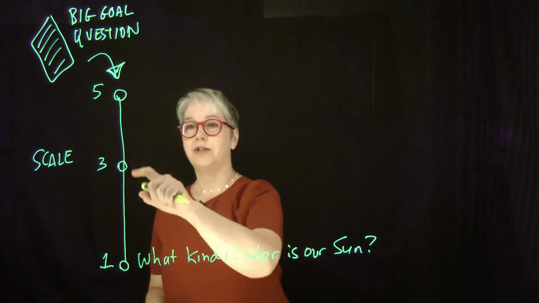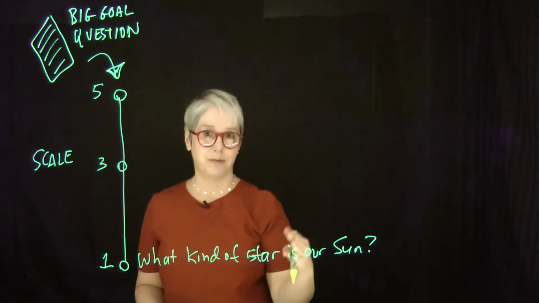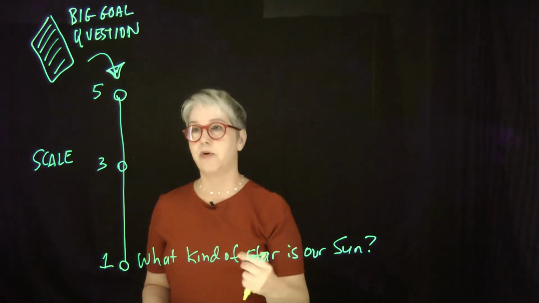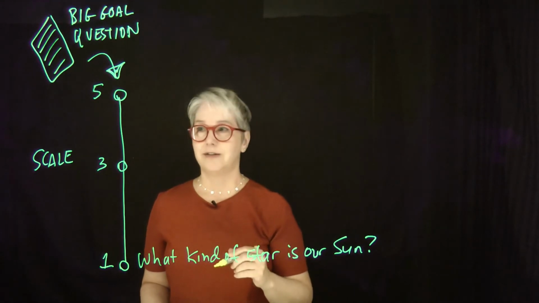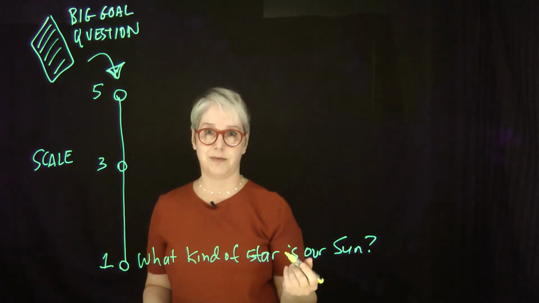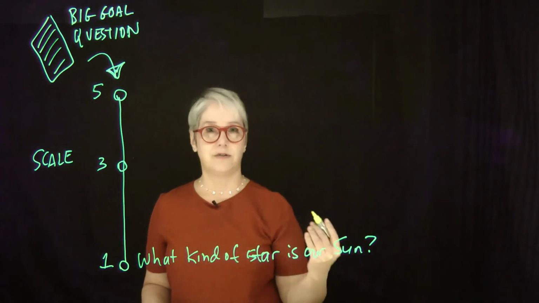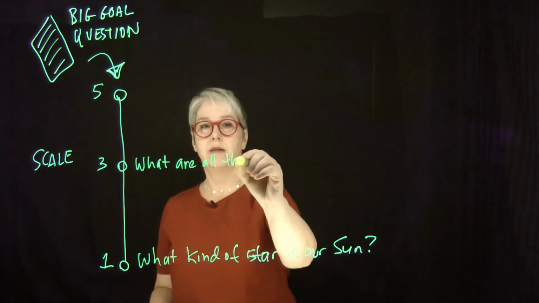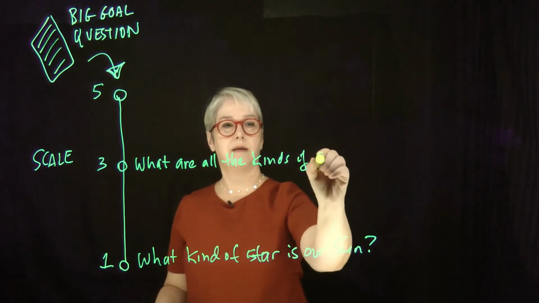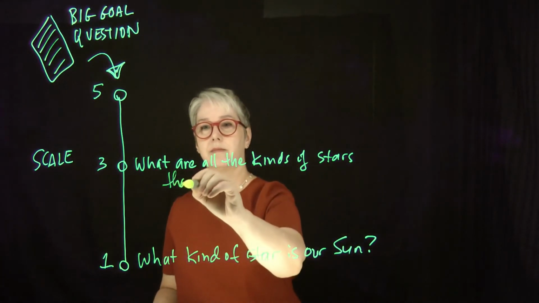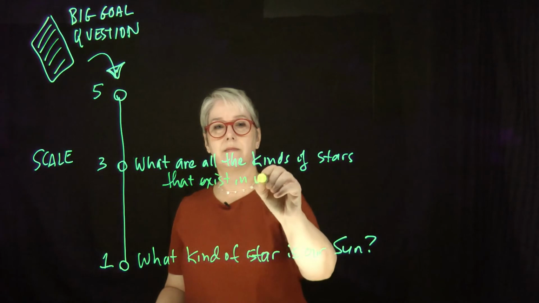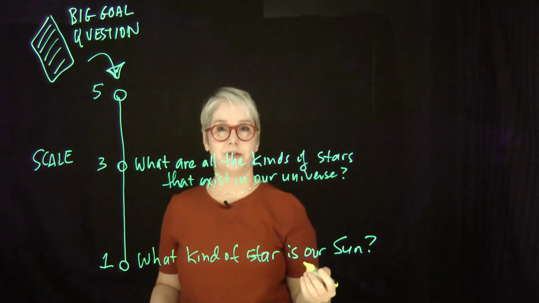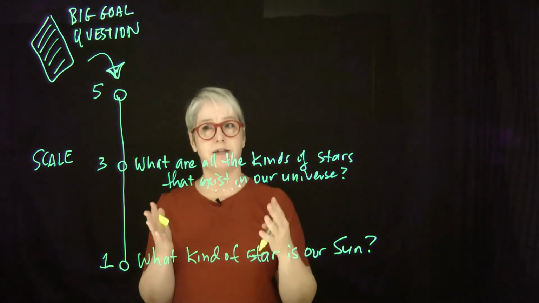A scale 3 question might be the kind of question you're going to ask every time you go through your question cycle. Something you could learn a goodly amount about by reading one really good paper or doing a half week's worth of research. And so a scale 3 question about stars might be something like, what are all the kinds of stars that exist in the universe? That would take a bit of reading, a bit of research to understand, but you'd be finished with it soon enough. It's a good one assignment kind of question.